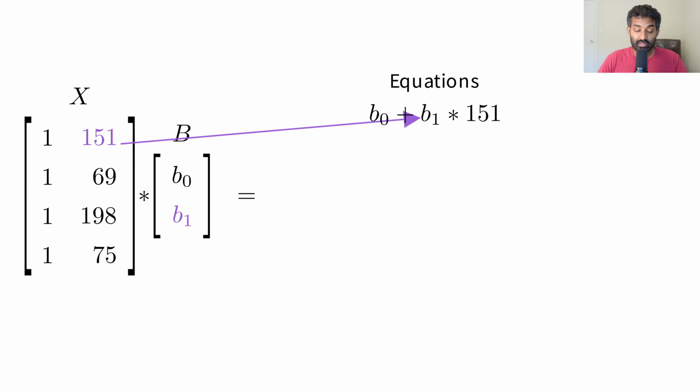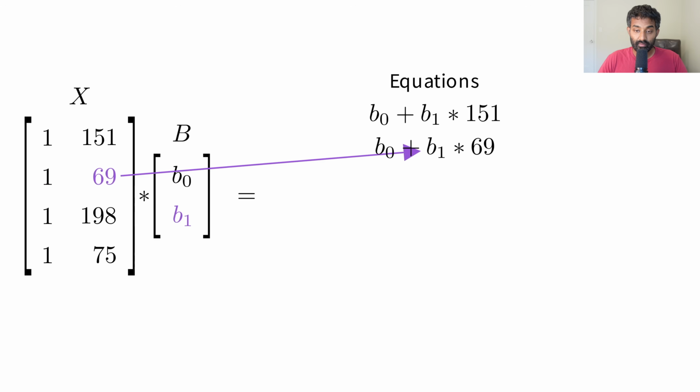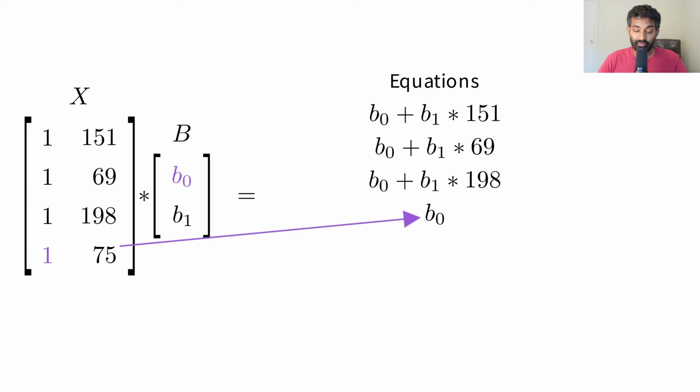Then we move on to doing the same with the second element in the first row of X and the second element in the first column of B. And that generates our first equation, which looks the same as the inner part of the equation that you just saw. Then we do the same for the second row and the third row. And finally, we finish with the fourth row.